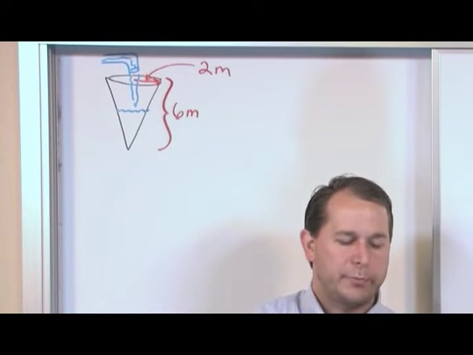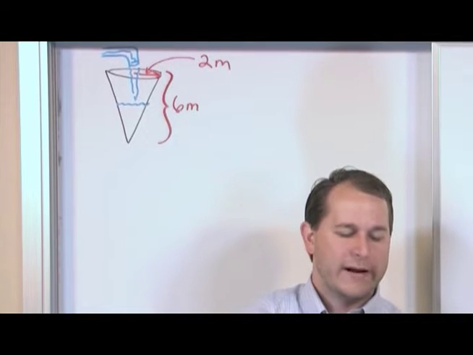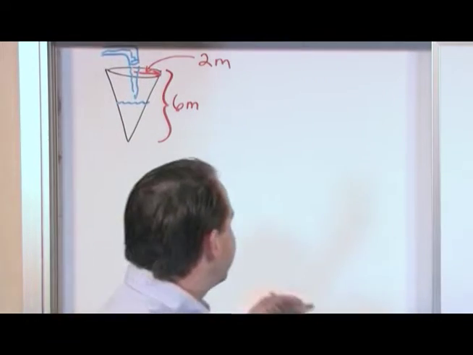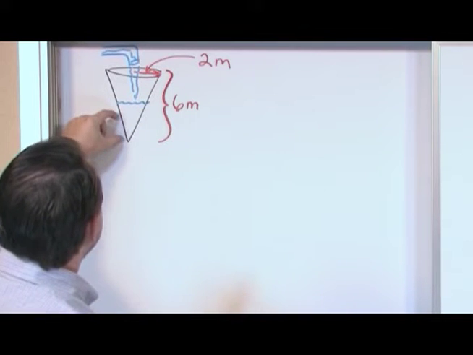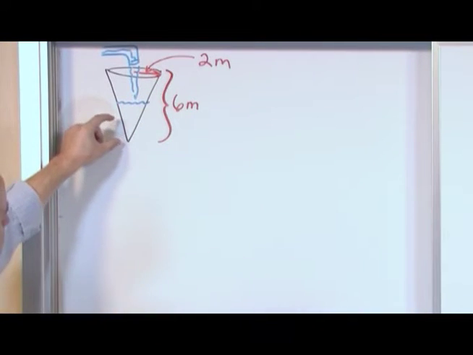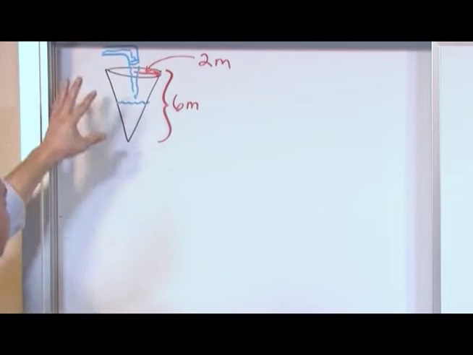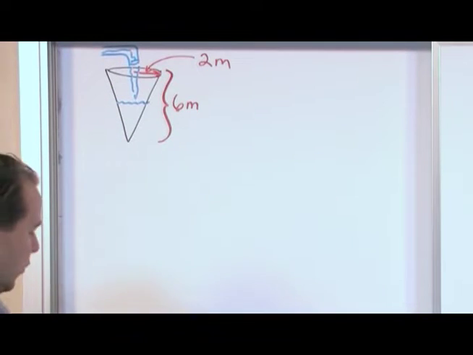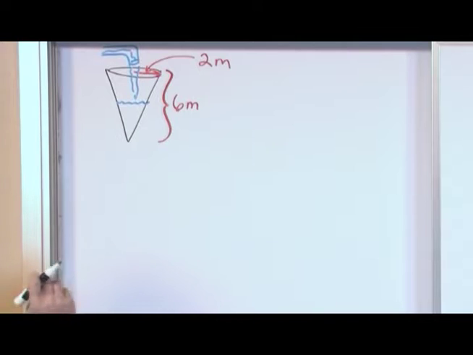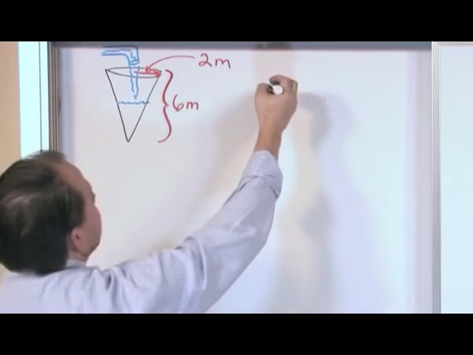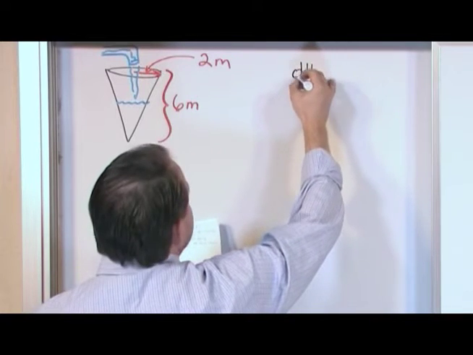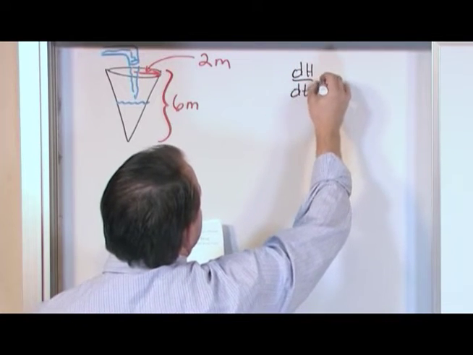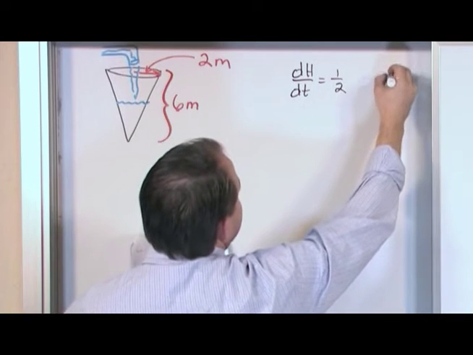How fast is the water being poured in when the water has a depth of 2 meters? So eventually this water is going to have a depth of 2 meters, right? So it's 6 meters tall, so somewhere around here is going to be 2 meters. At that moment, we're interested in something to do with the water. So let's just take it one step at a time. What do we know? We know that dH/dt is 1/2. Because it's meters per second.